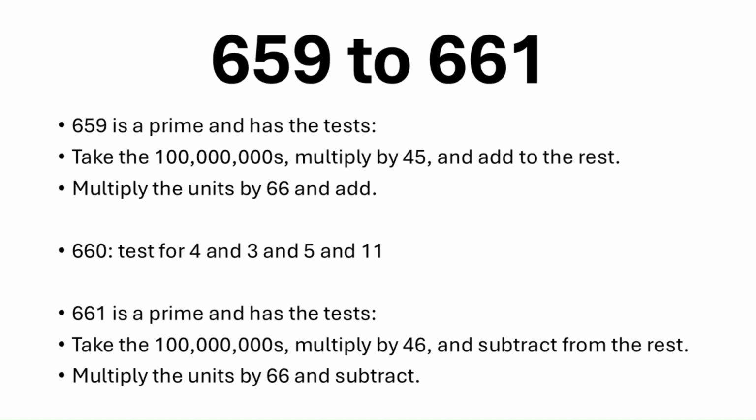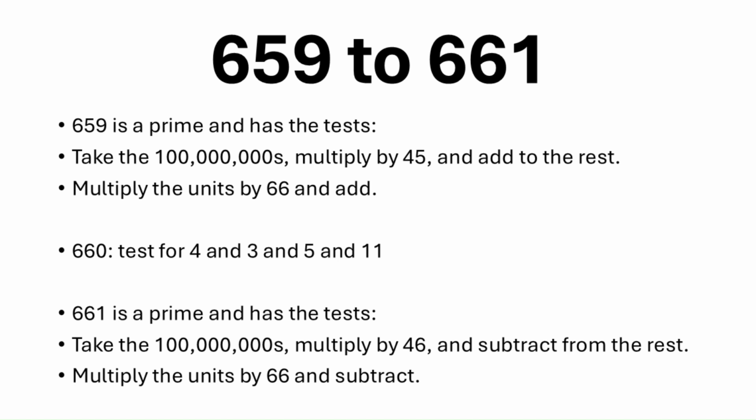659 is a prime and has the tests. Take the 100 millions, multiply by 45, and add to the rest. Multiply the units by 66 and add. 660, test for 4 and 3 and 5 and 11. 661 is a prime and has the tests.